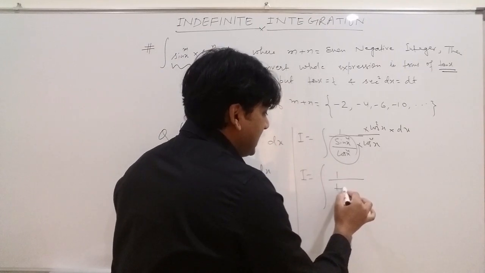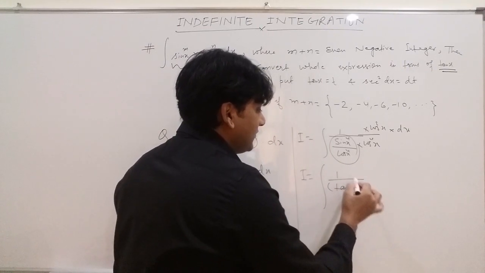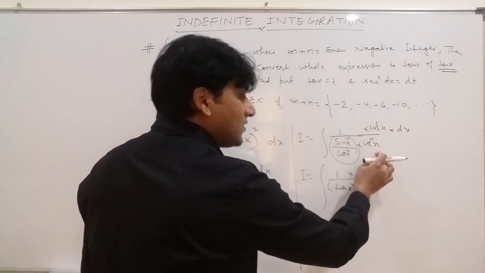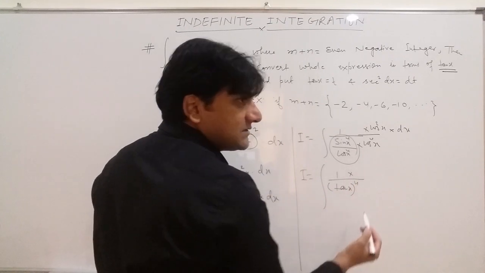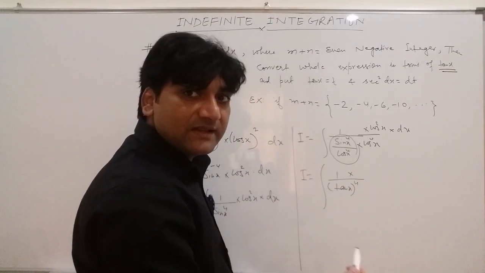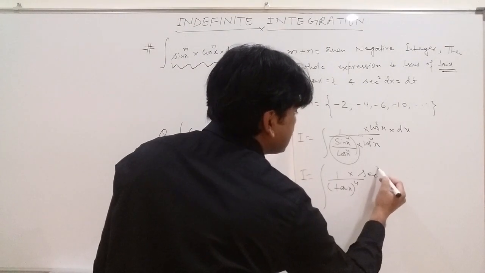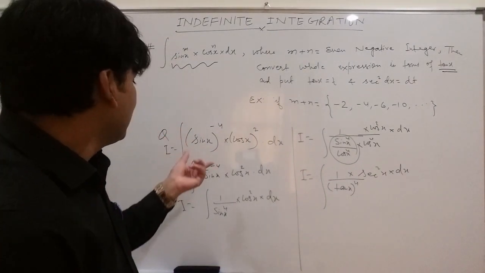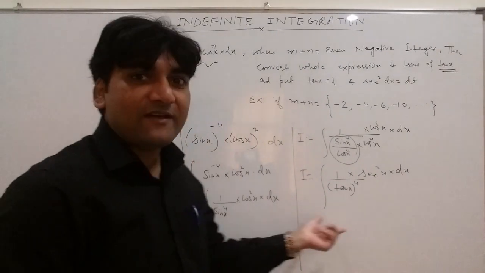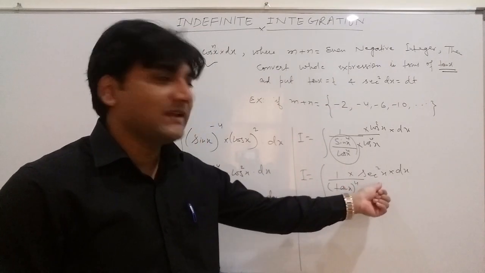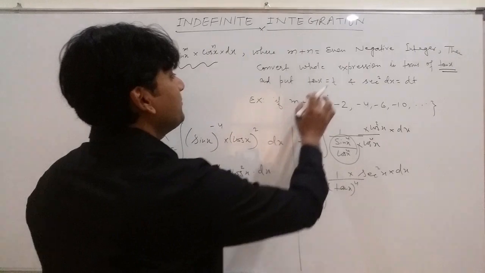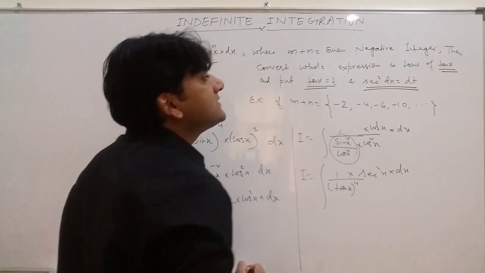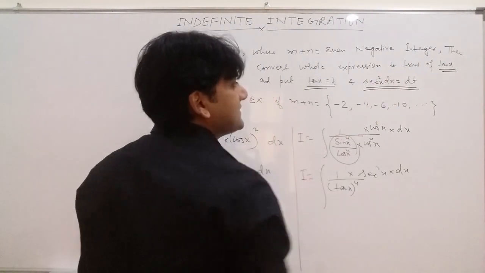1 over tan x raised to 4 times cos square x over cos x raised to 4. It means 1 over cos square x. 1 over cos means sec. So 1 over cos square x is sec square x. So I will write sec square x dx. So now this expression has already been converted to tan x raised to 4 and sec square x dx form. Now put tan x as t and sec square x dx as dt.